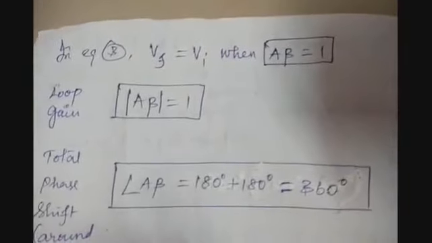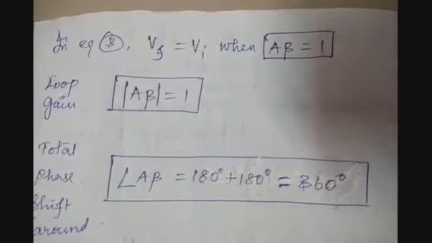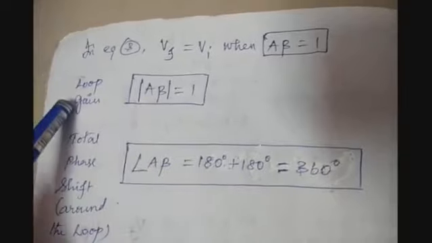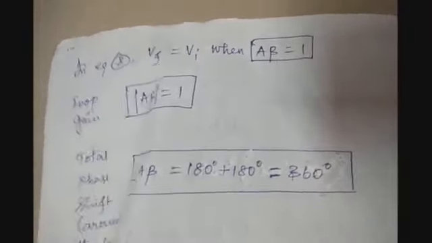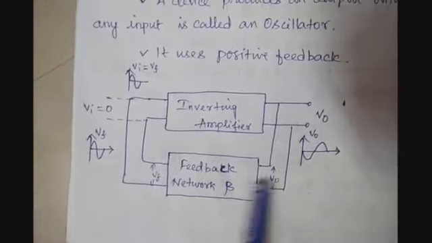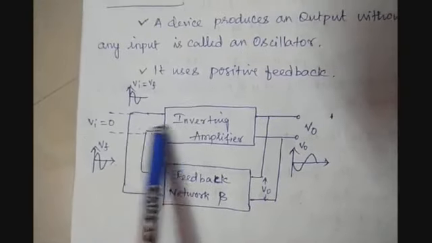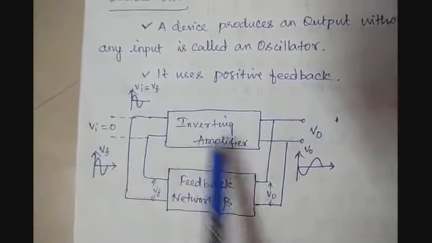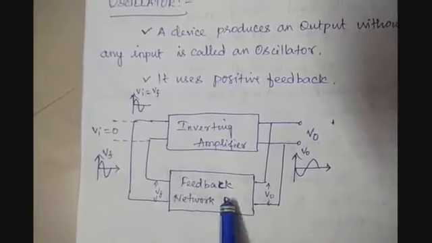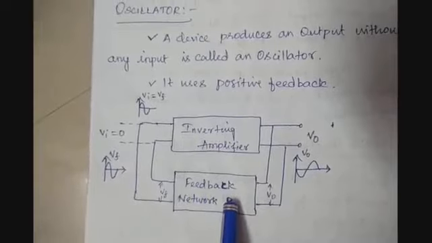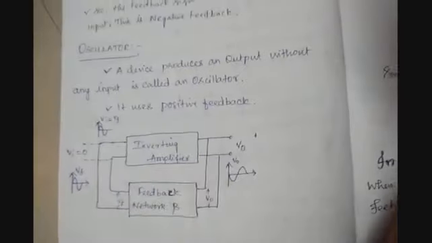See here, in the third equation, VF equal to Vin when A beta equal to 1. So loop gain, that is loop gain. So why this is called loop gain means, see in this figure, this is a complete loop. So this is a complete loop. So A is the gain of this inverting amplifier. Beta is the ratio of this feedback network. So the product of A and beta is called loop gain. So that's why that is called loop gain.